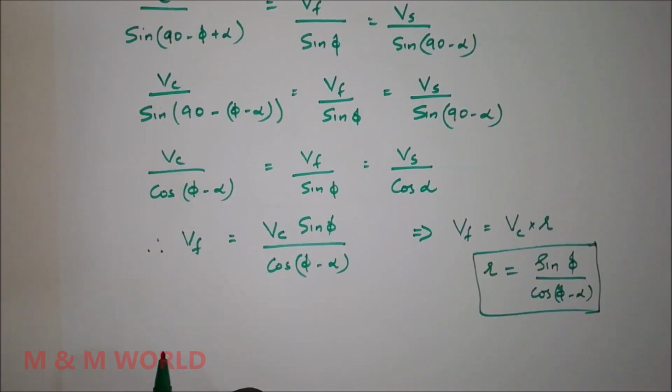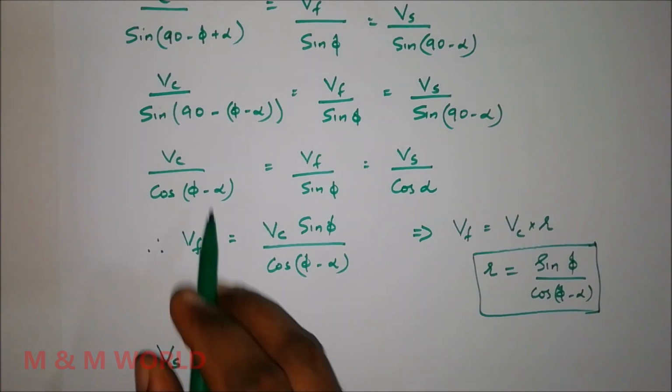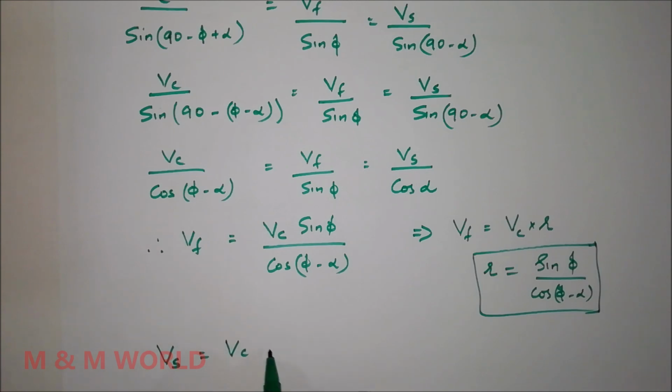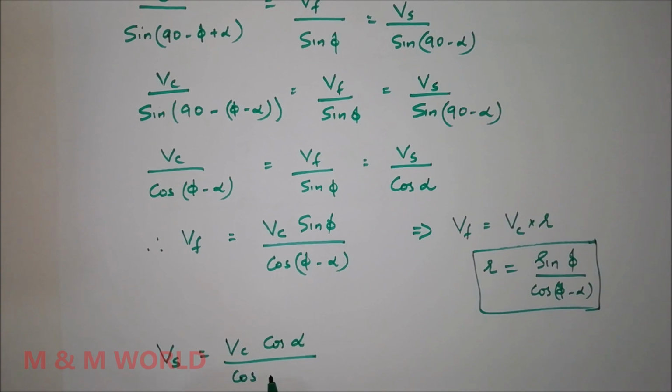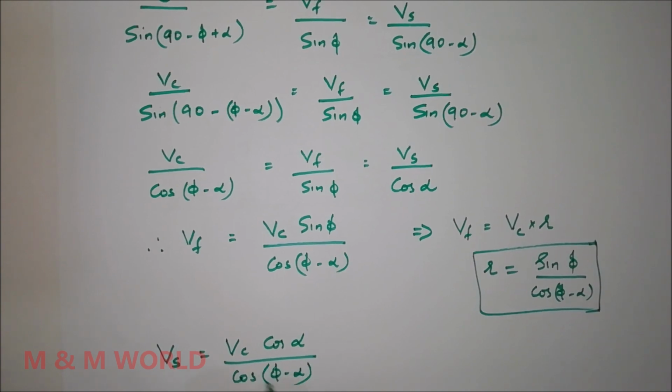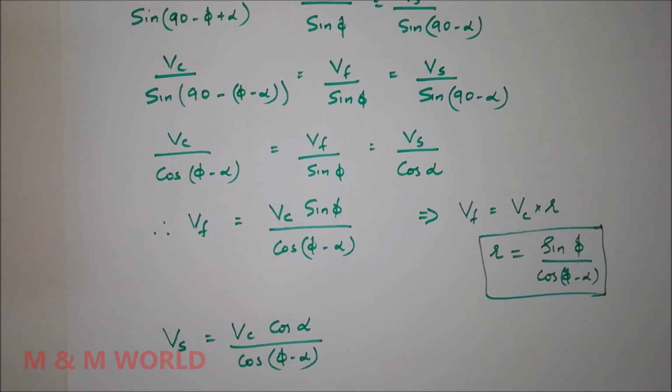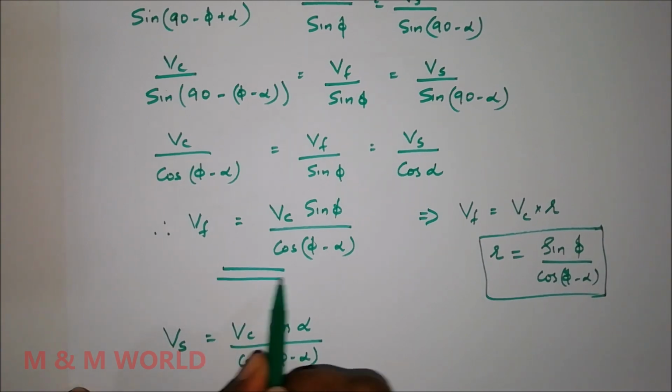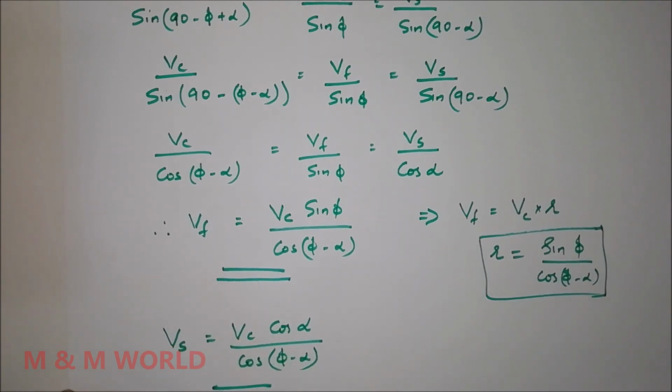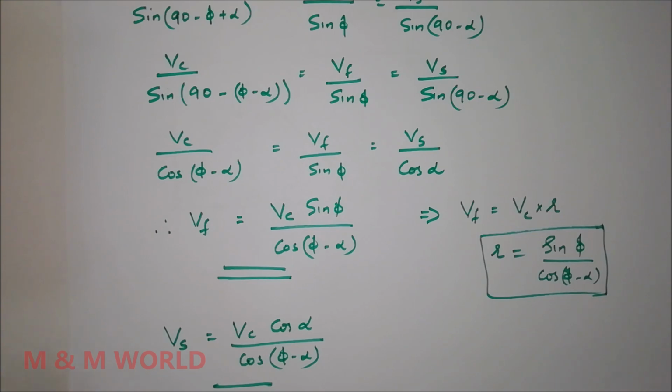Similarly, VS is equal to VC cos alpha divided by cos of phi minus alpha. So from this relationship we can find the value of VF and VS. Thank you.